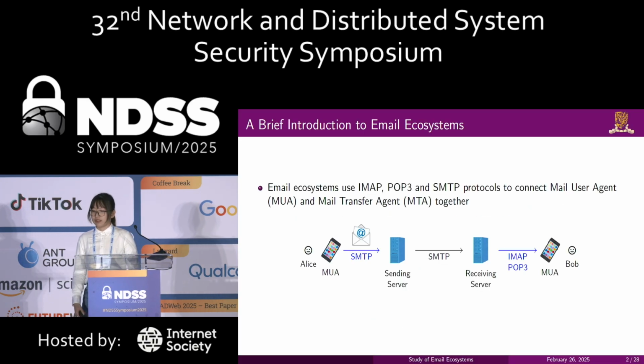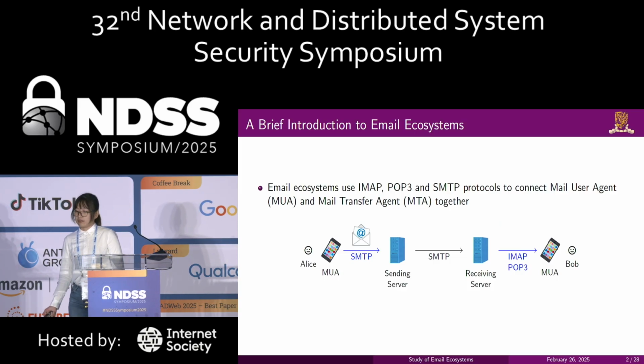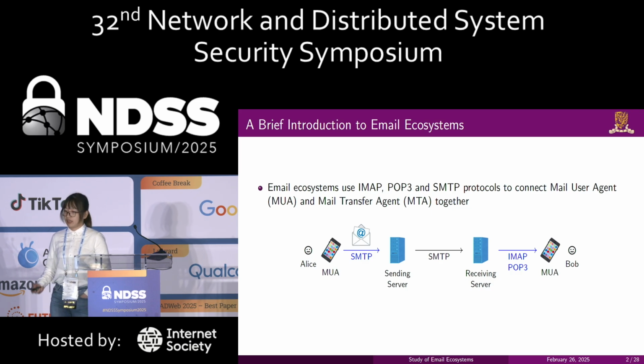As we all know, the email ecosystem mainly consists of three types of protocols. Our paper mainly focuses on IMAP and POP3, which are responsible for email retrieval, while SMTP focuses on sending emails to the server. So we focus on the connections between the email clients on our devices and the email server.